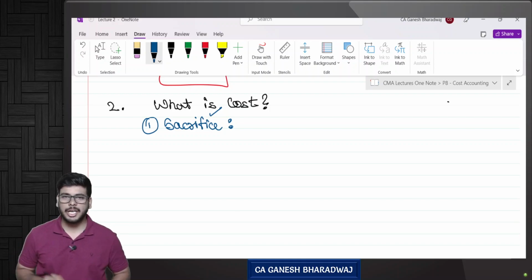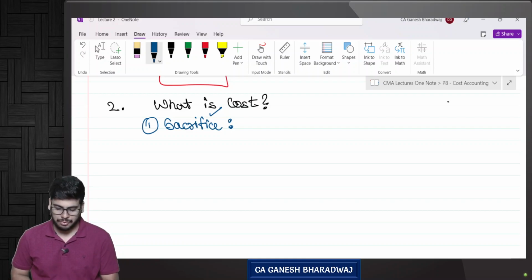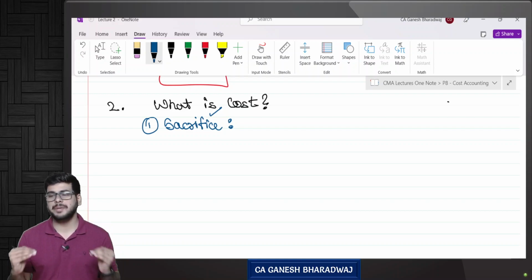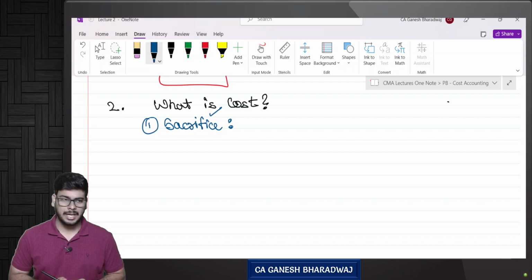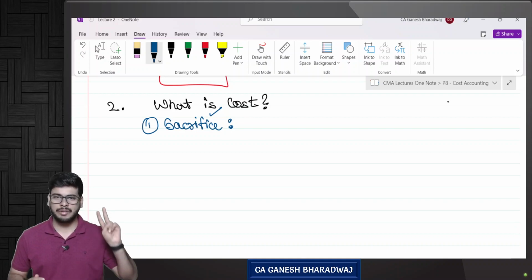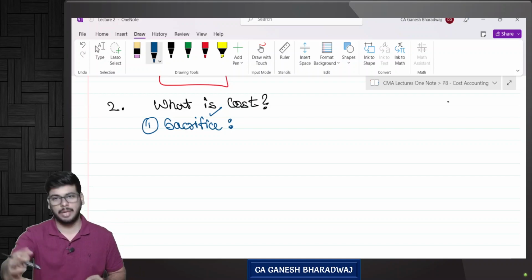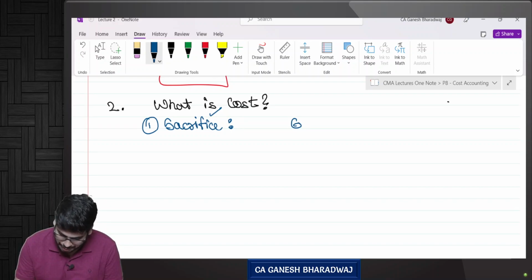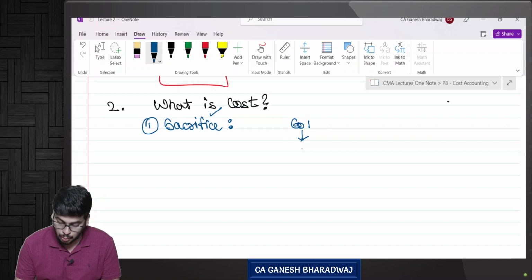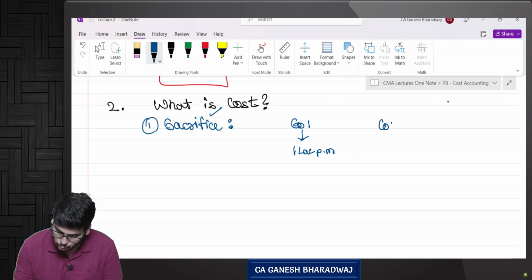Yes. Now let us say you have qualified CMA. You are sitting in a campus placement. In a campus placement, typically many companies will come and you are giving interviews. Let us say you have given interviews in two companies and both the companies have selected you. And let's say company one is offering you a salary of 1 lakh per month, and company 2 is offering you a salary of 1.5 lakh per month. I'm just taking an example of campus placement.